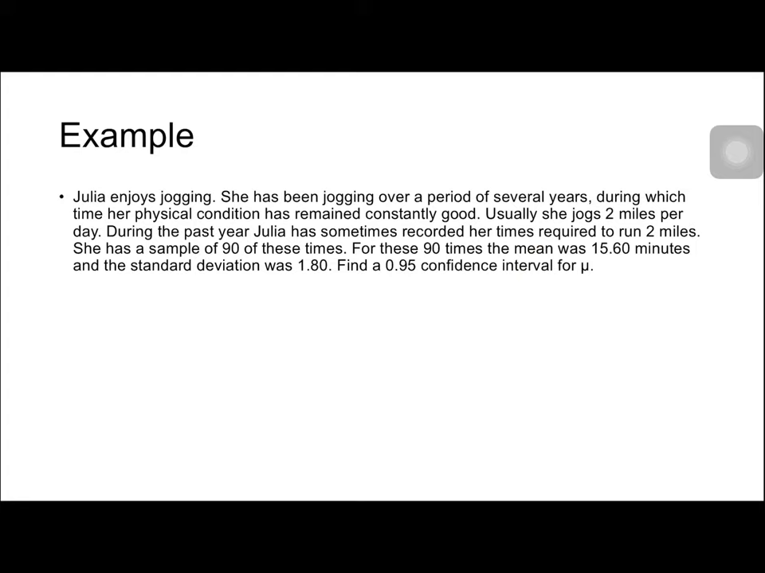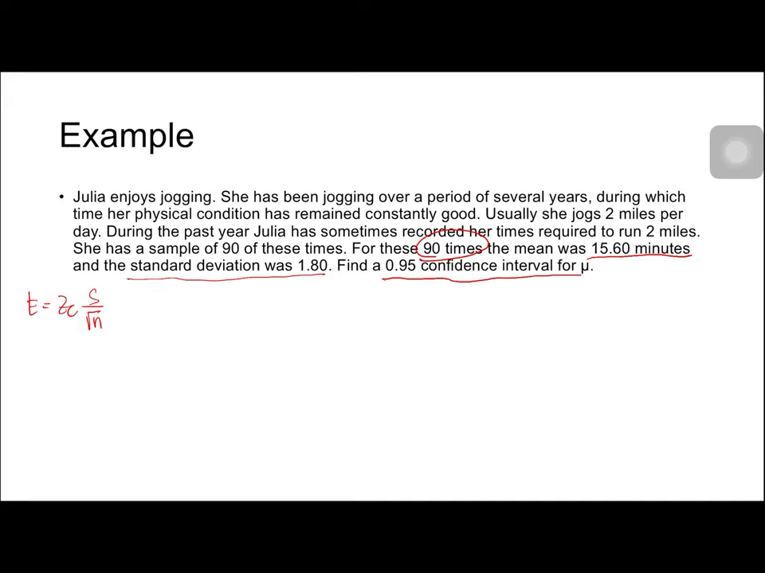Okay, so we have here our mean of 15.60 minutes and standard deviation of 1.8. Okay, so our n or sample is 90. Okay, we need to compute for the 95% confidence interval for mu. Okay, so first let us compute for our E. E is equal to ZC times S over square root of N.